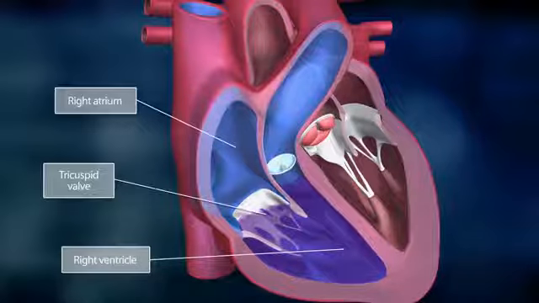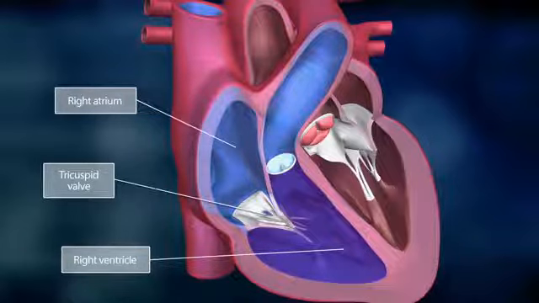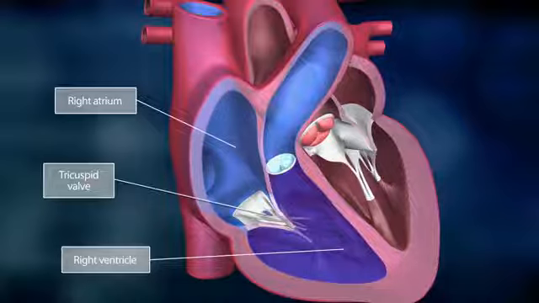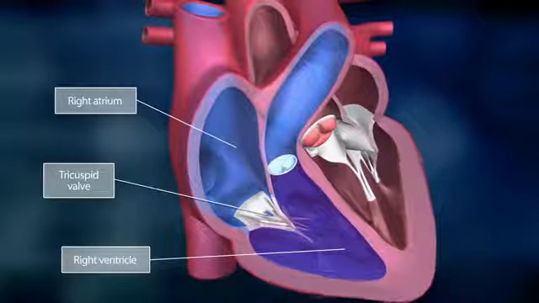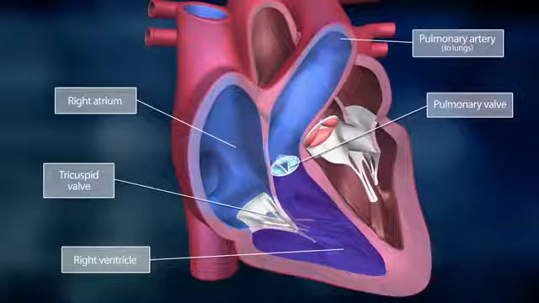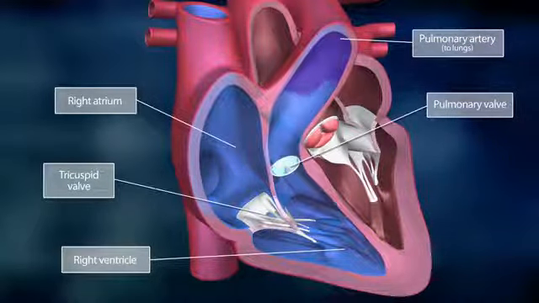When the right ventricle has filled with blood, the tricuspid valve closes. This prevents blood from flowing back into the right atrium. Now the right ventricle contracts. The pulmonary valve opens and blood is pumped through the pulmonary artery into the lung and there is enriched with oxygen. This phase is called ventricular systole.